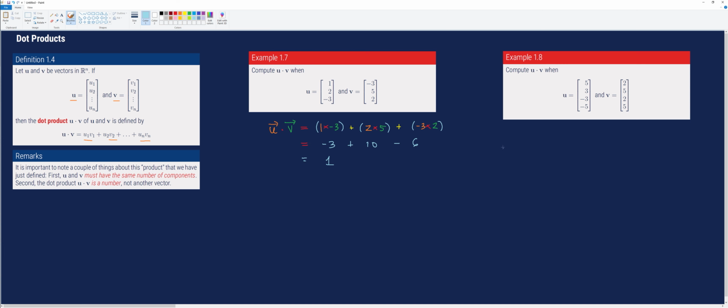Let's have another example. If u is 5, 3, negative 3, and negative 5, whereas v is 2, 5, 2, and 5, then the dot product of vectors u and v is 5 times 2 plus 3 times 5 plus negative 3 times 2 plus negative 5 times 5, or 10 plus 15 minus 6 minus 25, which is equal to negative 6.